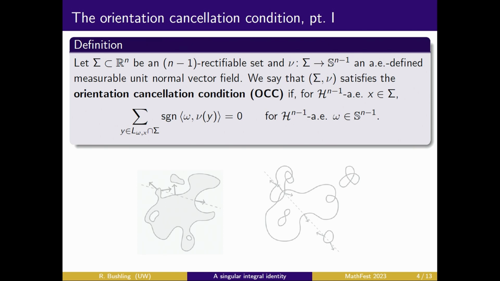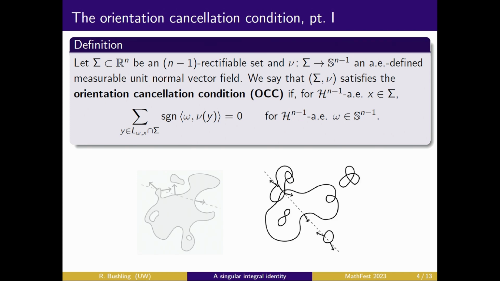So given an n-1 rectifiable set sigma and a measurable unit normal vector field nu on sigma, we'll say that the pair sigma nu satisfies the orientation cancellation condition, or OCC, if at almost every point we have this funny identity for almost every direction. So here I'm summing over all points y in the line through x with direction vector omega intersected with our surface sigma. And what am I summing? I'm summing the sign of the dot product of omega with the normal vector at y. I'm requiring that sum to always be 0, or almost always be 0.